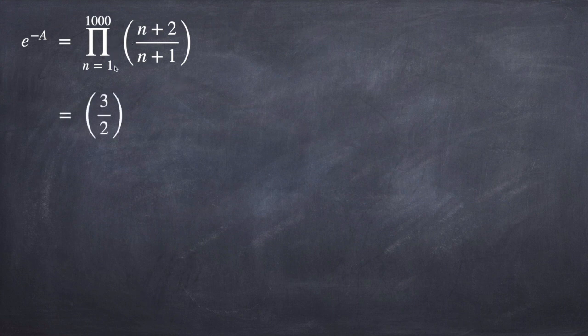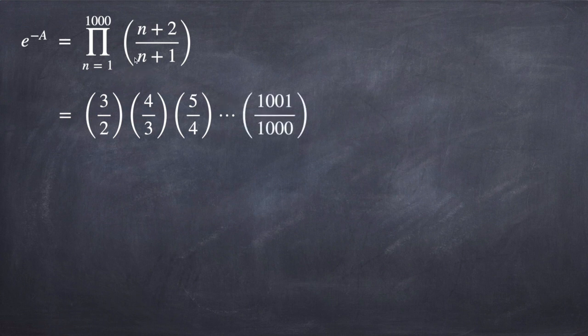When n is equal to 1, the first term, we will have 3 over 2. Multiplying the second term, which is when n is equal to 2, we will get 4 over 3, and so on, 5 over 4. When n is equal to 999, in the denominator we will get 1,000, and in the numerator 1,001. And the last term, when n equals 1,000, we will get 1,002 over 1,001.